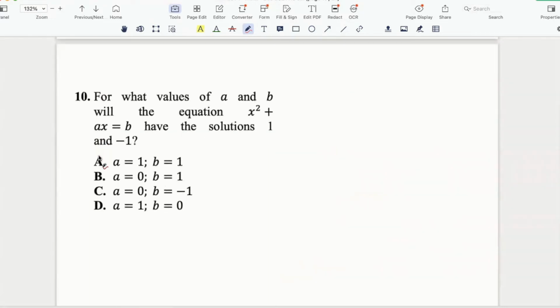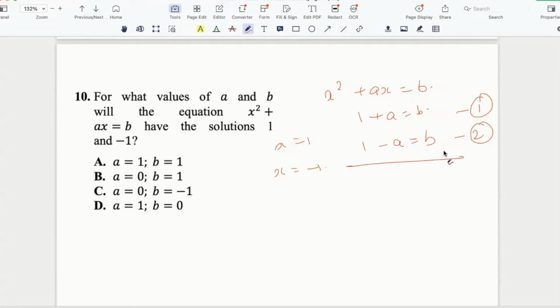For what values of a and b will the equation have the solutions 1 and minus 1? So x² plus ax is b. So let's say x equal to 1 is a solution. So 1 plus a is b. That's one equation. And x equal to -1 is the other solution. So 1 minus a is b. This is the other one.